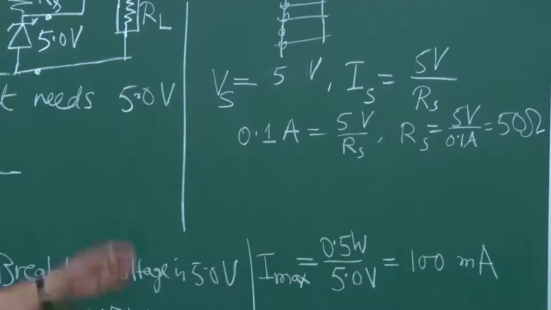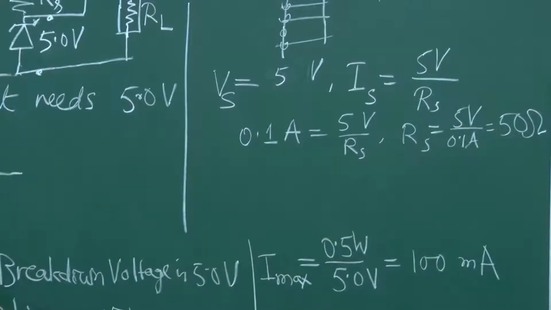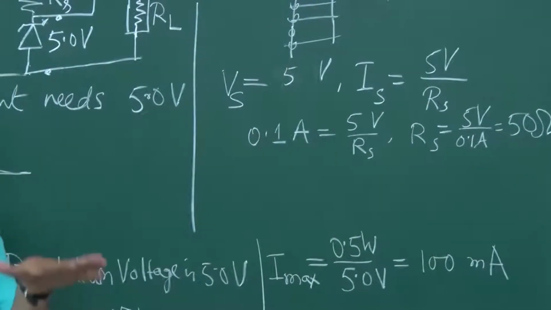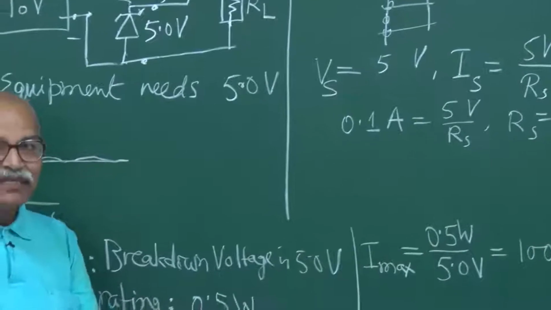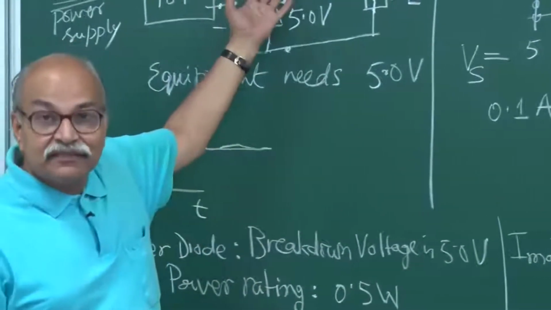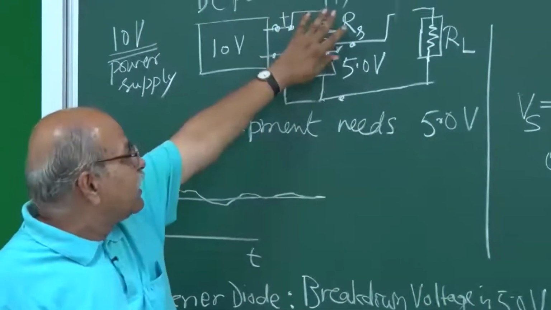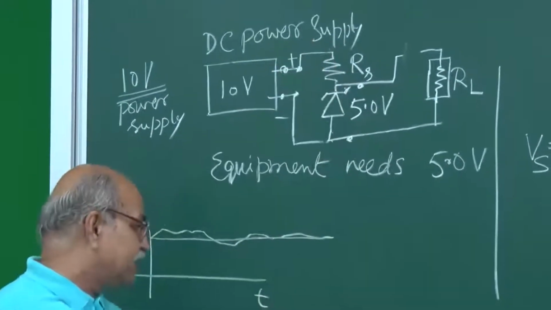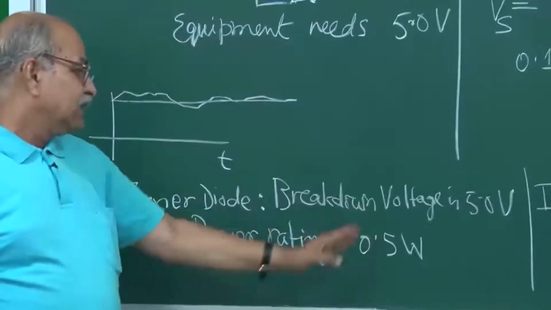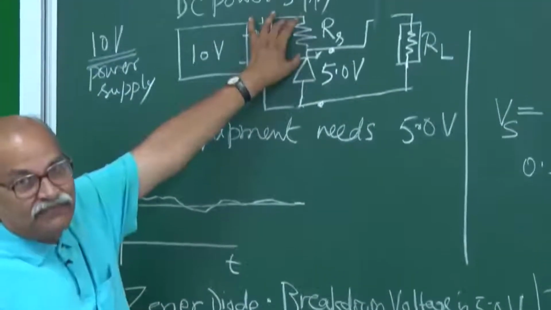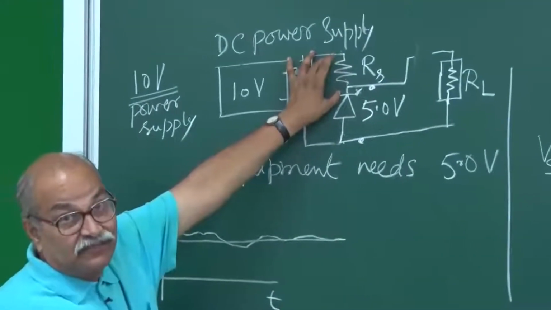So if you put 50 ohms, it will be 100 milliampere, and if you want to keep it below 100 milliampere, this RS should be more than 50 ohms. So for a circuit with these ratings, this RS should be more than 50 ohms.